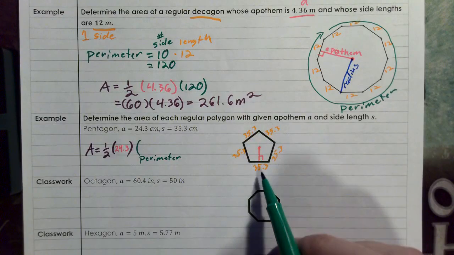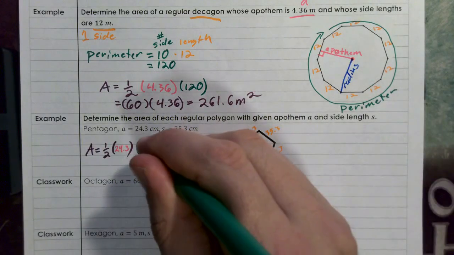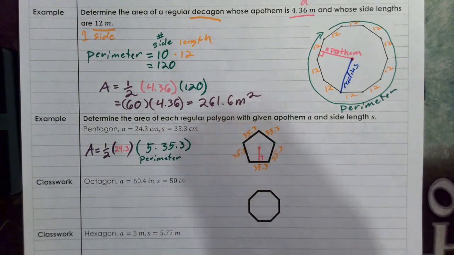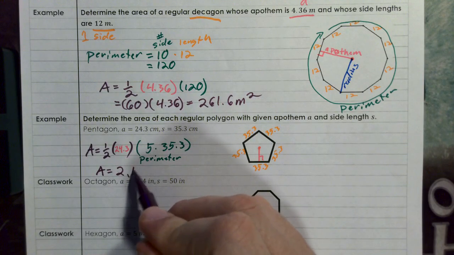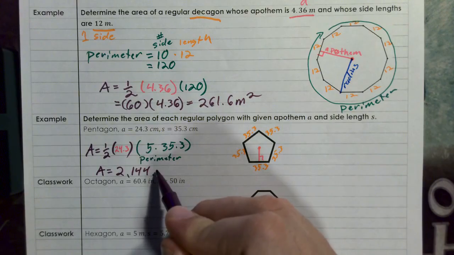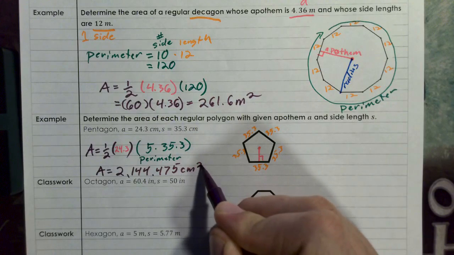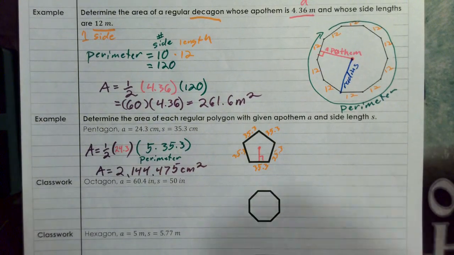Which is all those 35.3s multiplied together. So I got 1, 2, 3, 4, 5 of them. You could add them all up, a bunch of 35.3s, or we can just do 5 times 35.3. That is a bit of a mess. So I'm just going to type all that in my calculator. So when I type that in, I get 2,144.475 centimeters squared. And that's it.